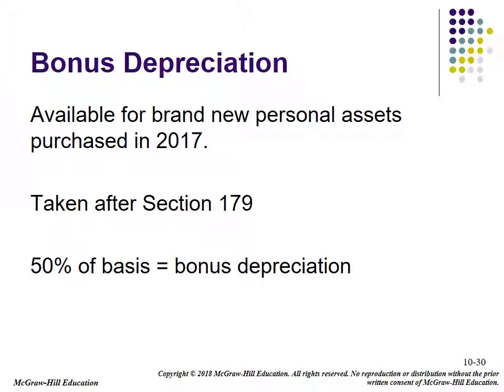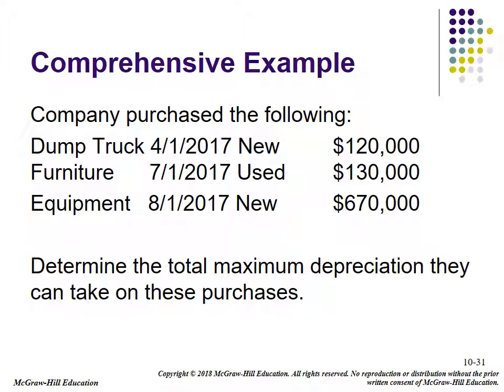So let's take a look at a comprehensive example. Company purchased the following: a brand new dump truck, there's my dump truck again, $120,000, used furniture for $130,000, and equipment of $670,000. What is the maximum depreciation they can take on these purchases?